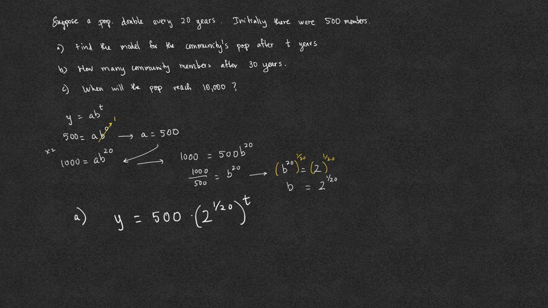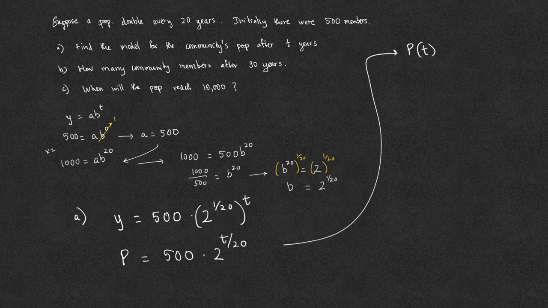Usually we use p for the population, so this is p equals 500 times 2 to the 1 over 20 raised to the t, which is 2 to the t over 20. And this is a function of time. So after t years, p of t is 500 times 2 to the t over 20.